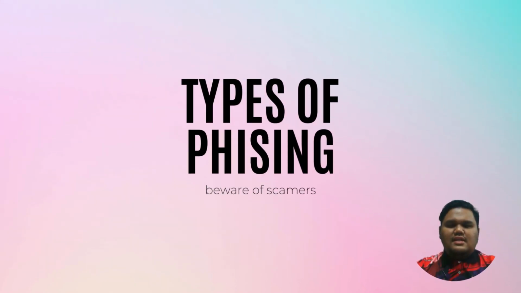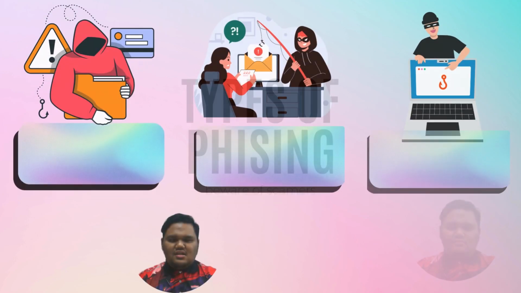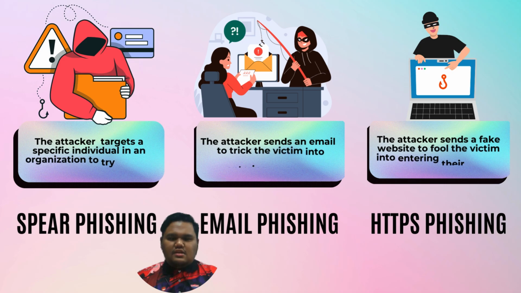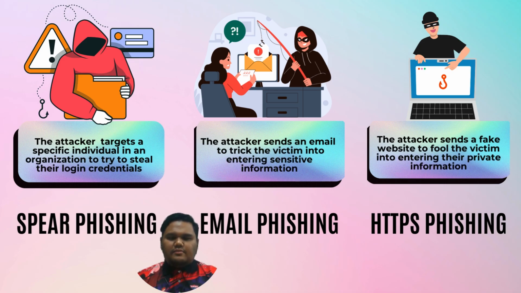Next, we are going to discuss the types of phishing. The first type of phishing is spear phishing. Spear phishing is when the attacker targets a specific individual in an organization to try to steal their login credentials. The second is email phishing. Email phishing is when the attacker sends an email to trick the victims into entering sensitive information.